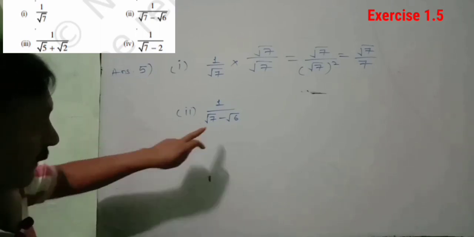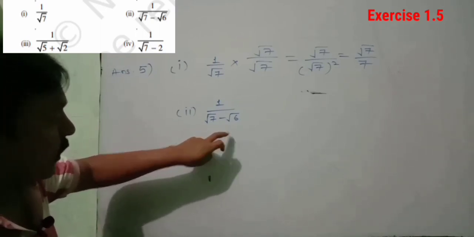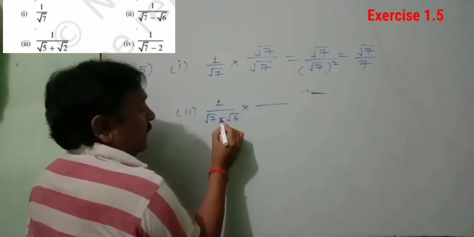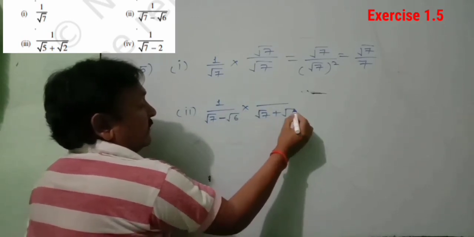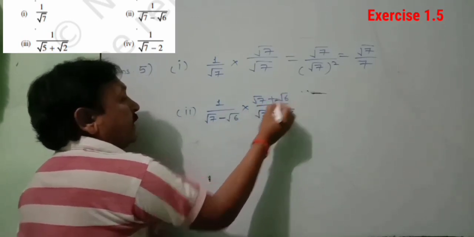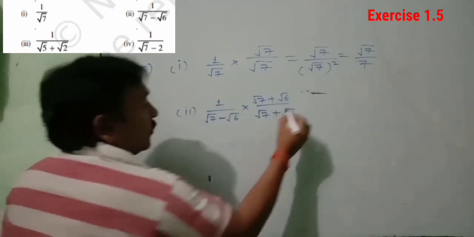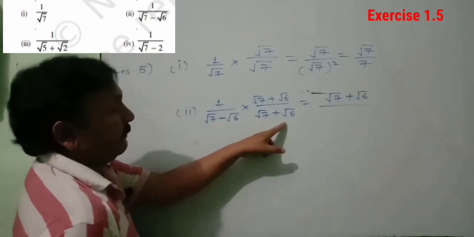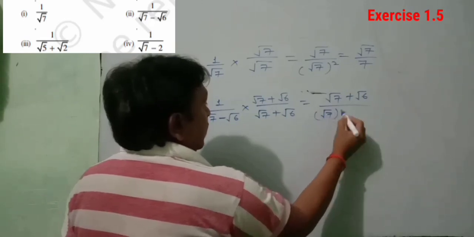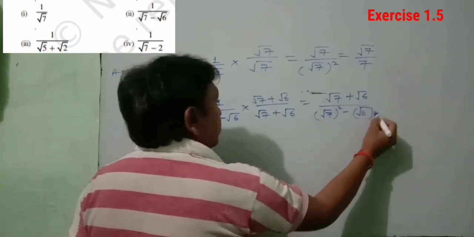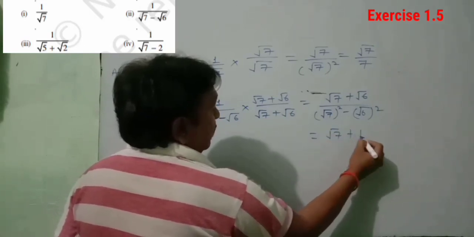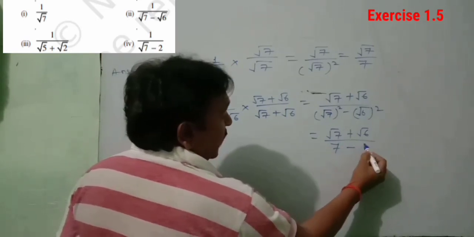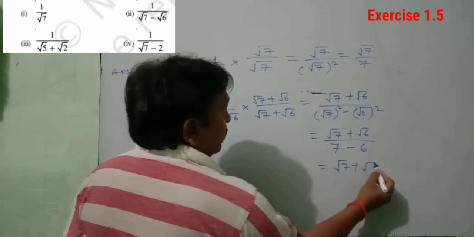In this case, the same type of example I had taken now. So we have to convert it in the form a plus b, a minus b. So how? It is having the minus sign, so we will just change the sign and multiply by the same numbers in numerator and denominator. So it will become root 7 plus root 6 upon a minus b, a plus b. It will become a square minus b square. So we will get root 7 plus root 6 upon root 7 square means 7, minus root 6 square means 6. Root 7 plus root 6 upon 1.